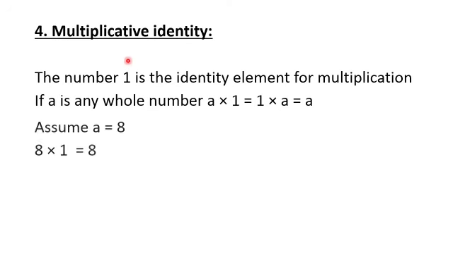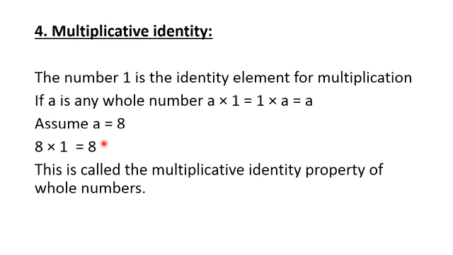Here we have the example. Assume A as 8. So 8 into 1 equals 8. When you think of the multiplicative identity, think of 1, since for addition and subtraction you see the identity with 0. Here we have the multiplicative identity with the number 1, since any number multiplied by 1 will be the same number. So this is called the multiplicative identity property of whole numbers.